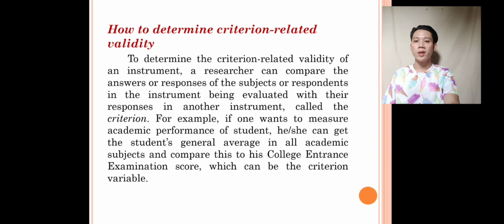How to determine criterion-related validity? To determine the criterion-related validity of an instrument, a researcher can compare the answers or responses of the subjects or respondents in the instrument being evaluated with the responses in another instrument, called the criterion. For example, if one wants to measure academic performance of students, he or she can get the student's general average in all academic subjects and compare this to his college entrance examination score, which can be the criterion variable.